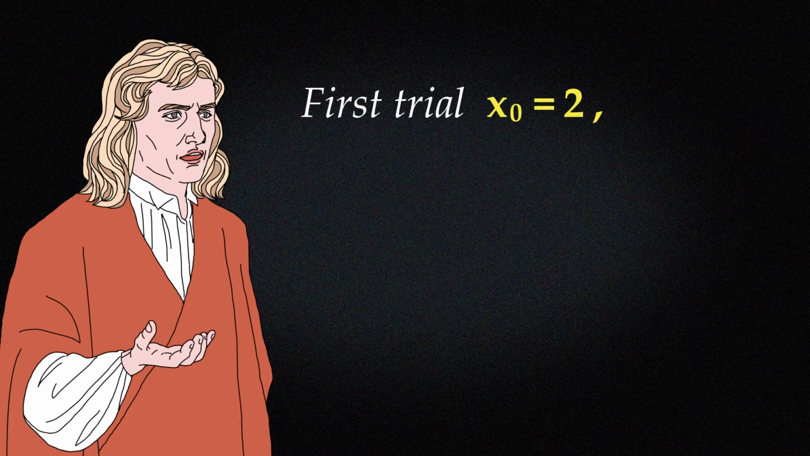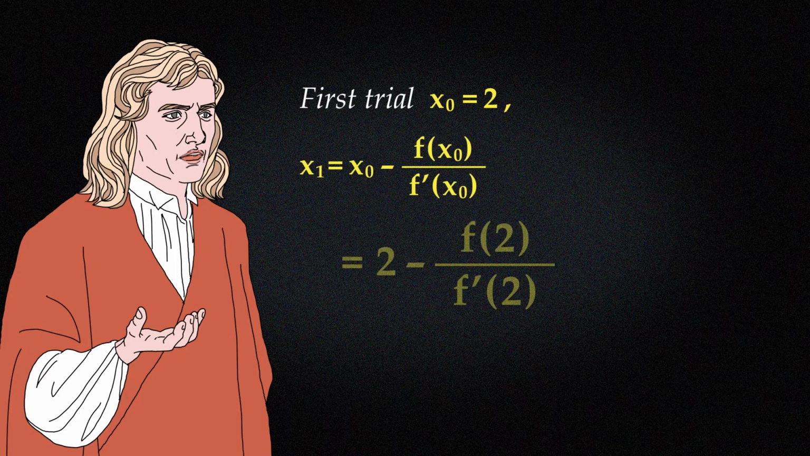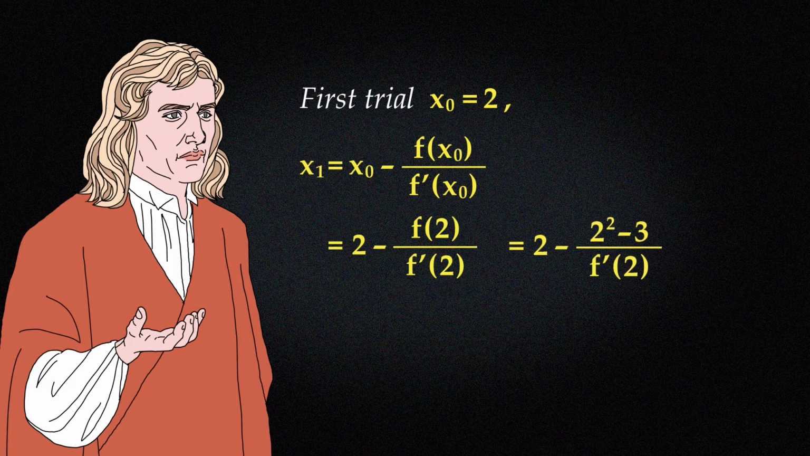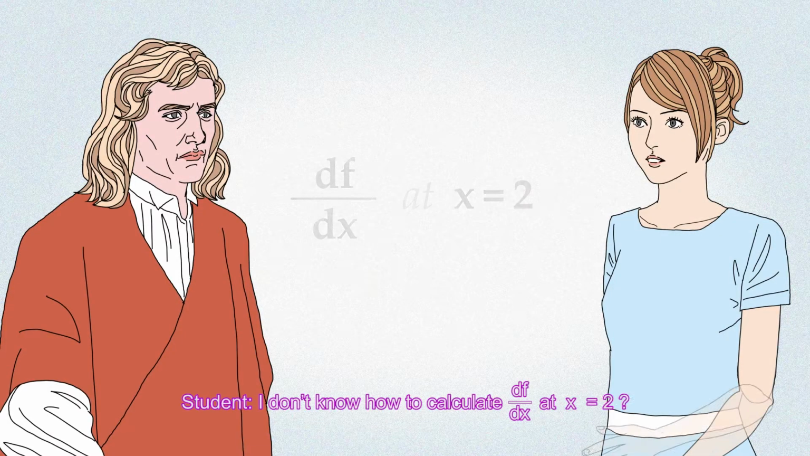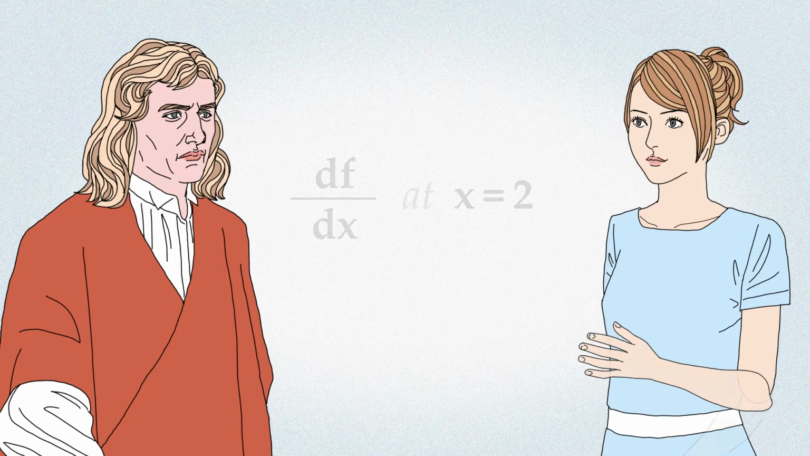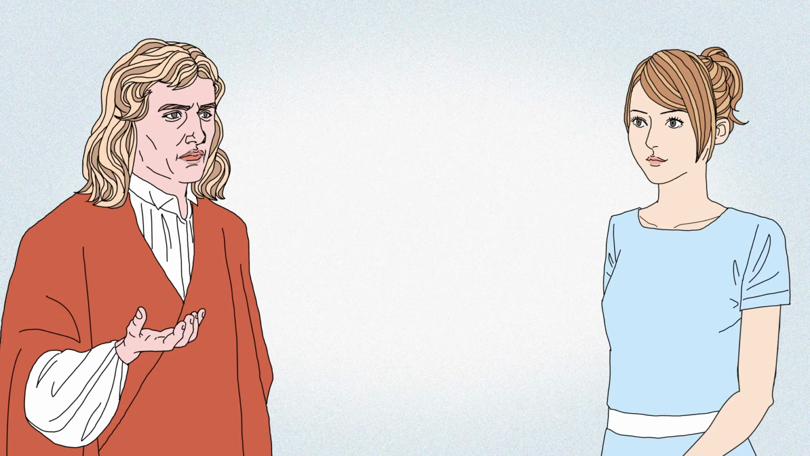First trial: x0 equals 2. x1 equals x0 minus f(x0) over f prime of x0, equals 2 minus f(2) over f prime of 2, equals 2 minus (2 squared minus 3) over f prime of 2, equals 2 minus 1 over f prime of 2. I don't know how to calculate df over dx at x equals 2. You can use the central difference, it is accurate enough.